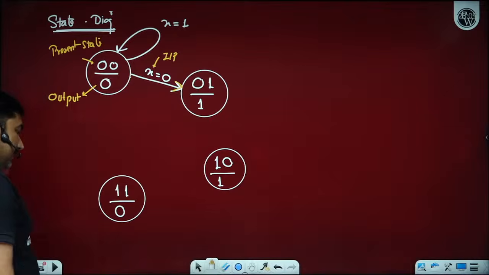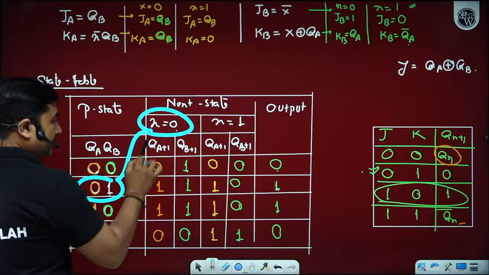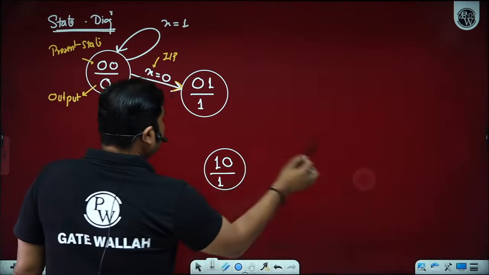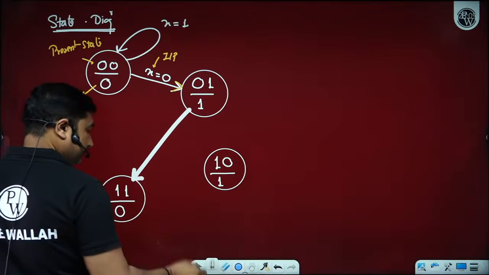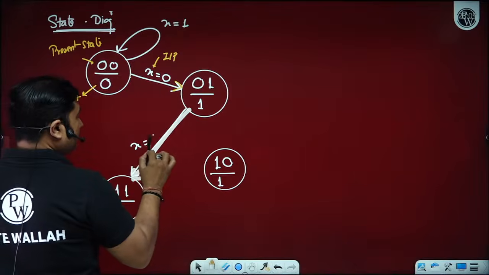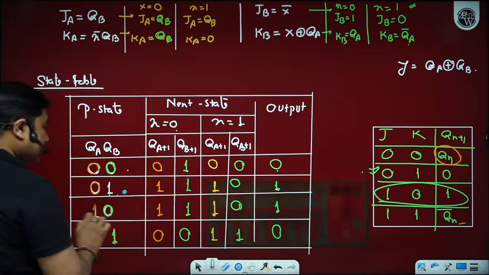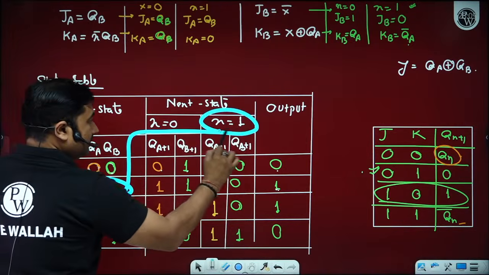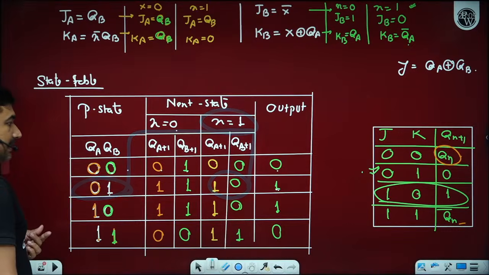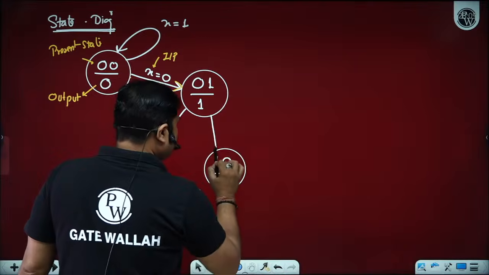Present state 0 1, with x equal to 0, the next state will become 1 1. Present state 0 1, x equal to 1, next state 1 0.